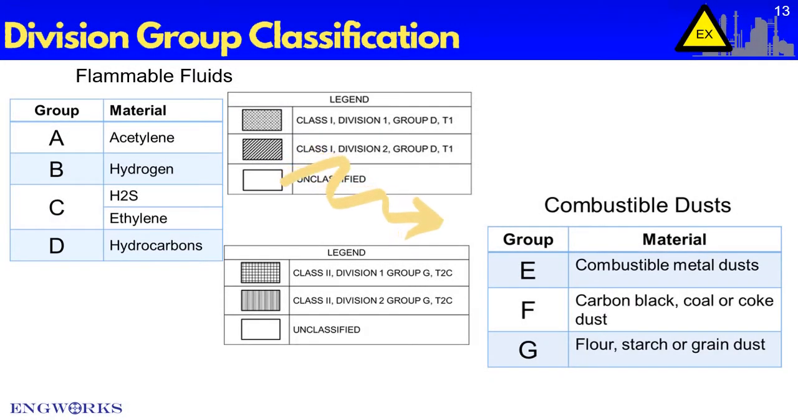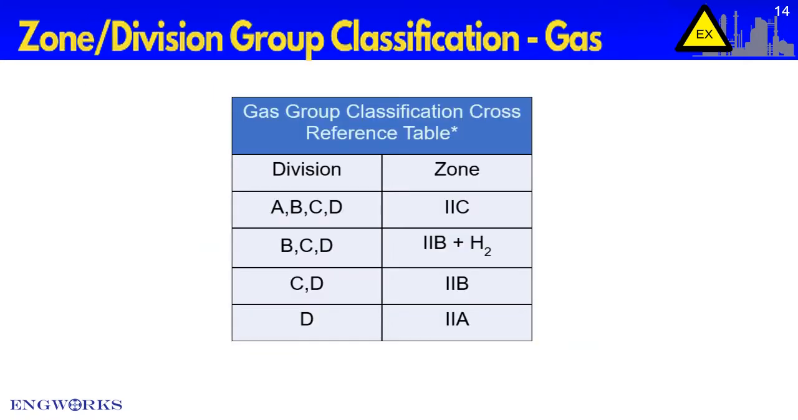Combustible dust hazards are categorized as Group E for combustible metal dust, F for carbon black, coal, or coke dust, and Group G for flour, starch, or grain dust. Let's compare the group classifications between the zone and division system of classification. This is necessary if we install division-marked equipment in a zone-classified facility or zone-marked equipment in a division-classified facility.